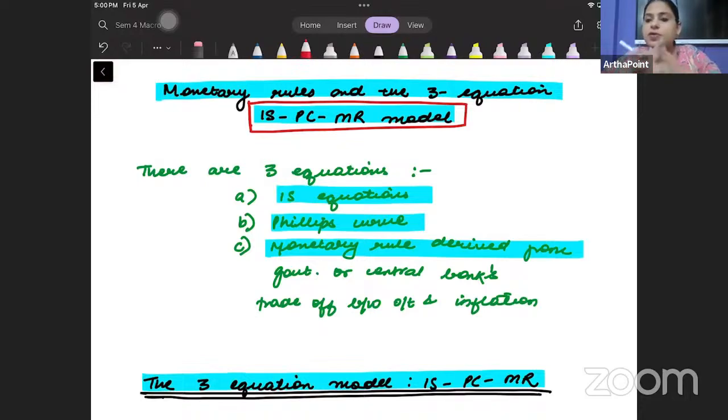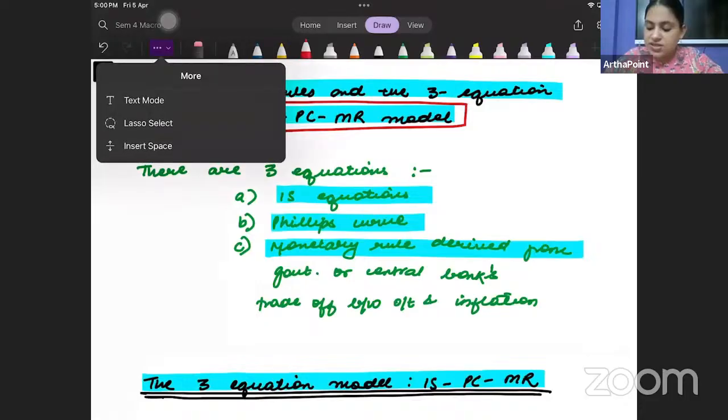तो अगर कभी भी फ्यूचर में कोई भी आरबीआई में जॉब करना चाहता है या किसी बैंक में जॉब करना चाहता है या किसी गवर्नमेंट ऑर्गेनाइजेशन में जॉब करना चाहता है, for that purpose the ISPC-MR model is a very important model to understand. It's an extremely important model.